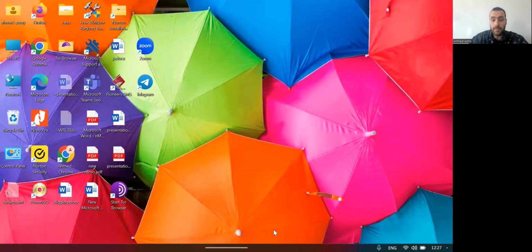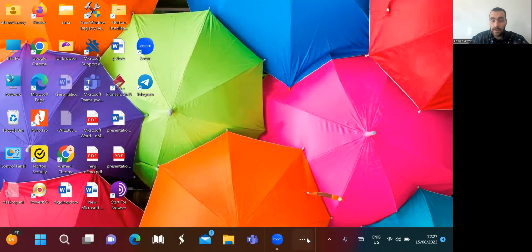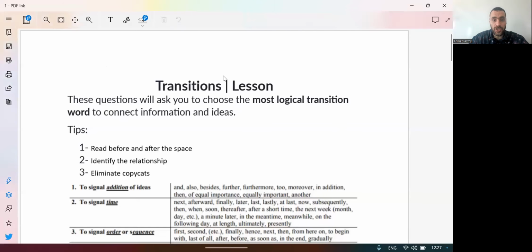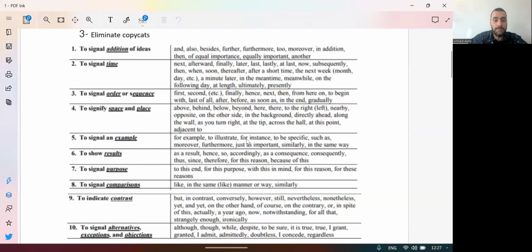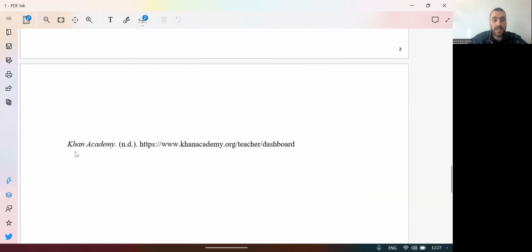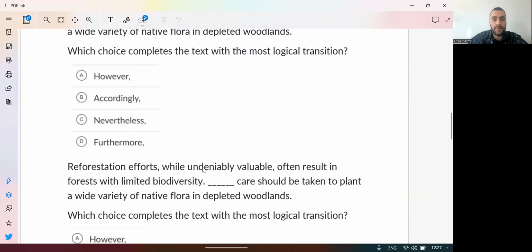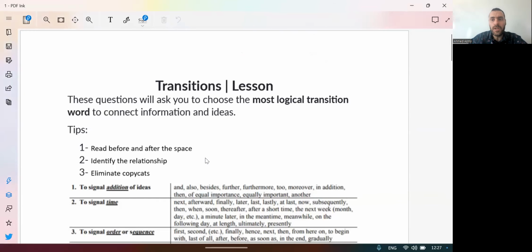I'll start by sharing my screen. I will show you the file we are going to use. This is the file. Let's start with the transitions. Of course, I used some of the examples of Khan Academy and I cited the reference. This is the reference, Khan Academy, for some of the examples, not everything.